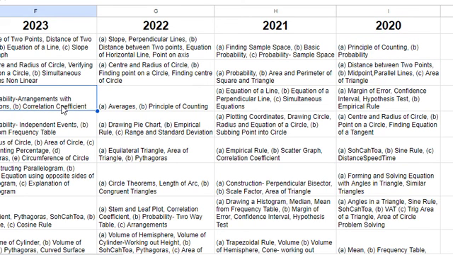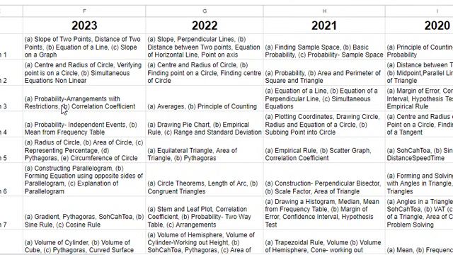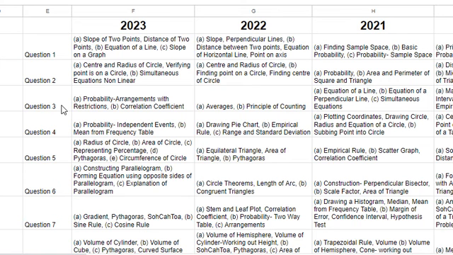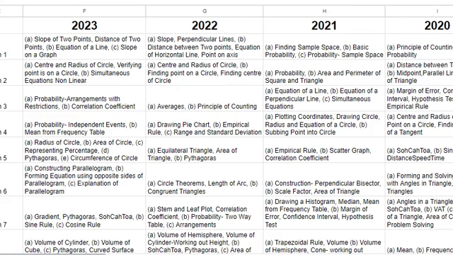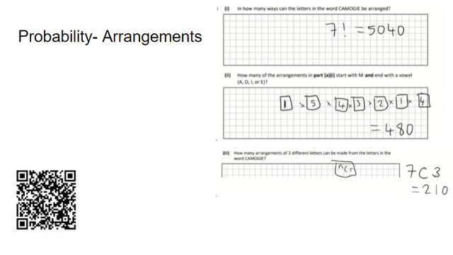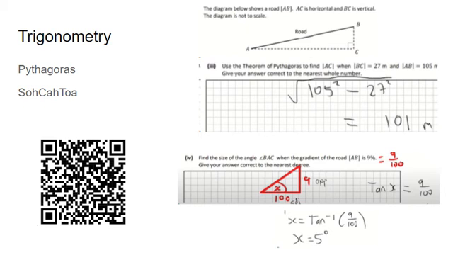So arrangements is quite simple as well. It's one of the things that is a little bit easier to get your head around than some other parts. So it's an important thing to know how to do.